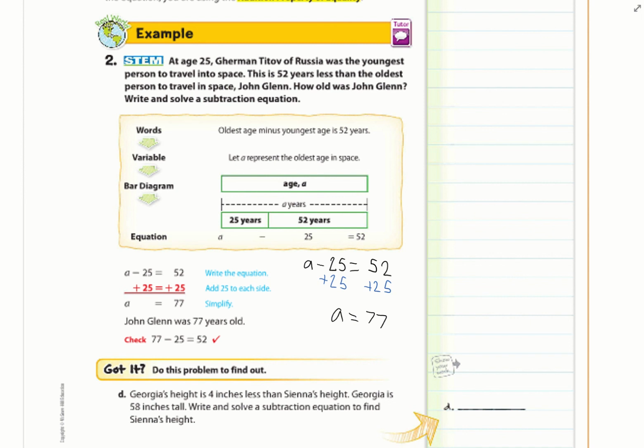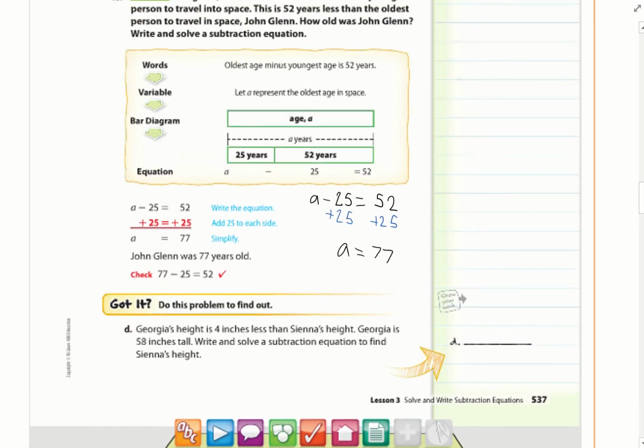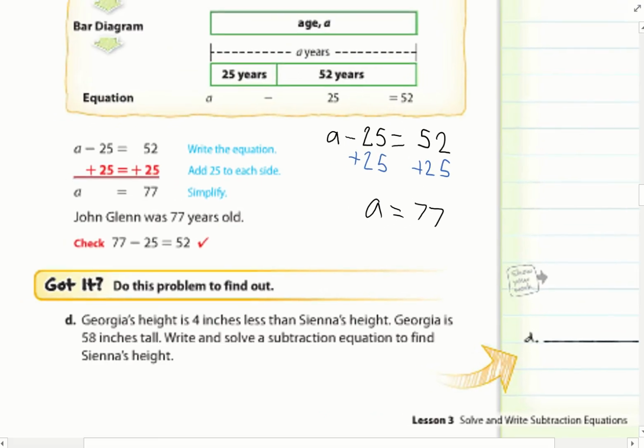So D. Georgia's height is 4 inches less than Sienna's height. Georgia is 58 inches tall. Write and solve a subtraction equation for Sienna's height. So we're going to do this just like the last one. We said it's 4 inches less, so we know we have a minus 4. Georgia's height is 4 inches less than Sienna's height, and that's going to equal 58 inches. So we're going to have h, the height, minus 4 equals 58. So if we add 4 to both sides, h equals 62.